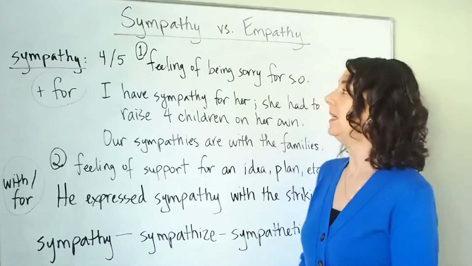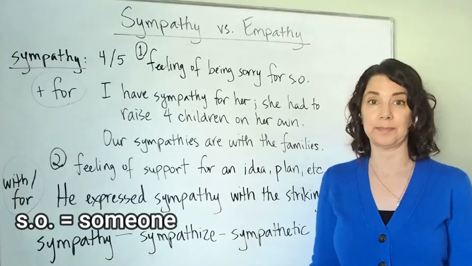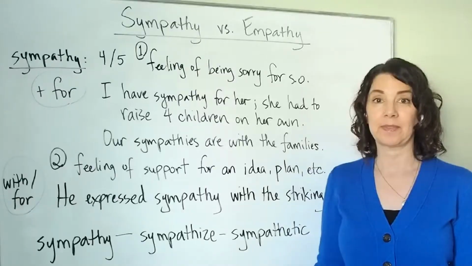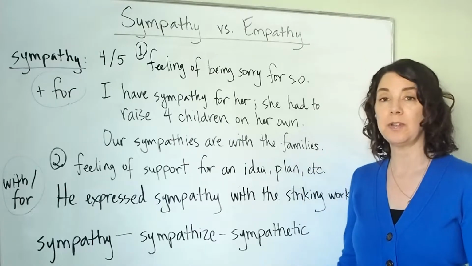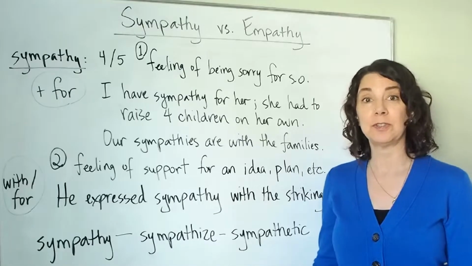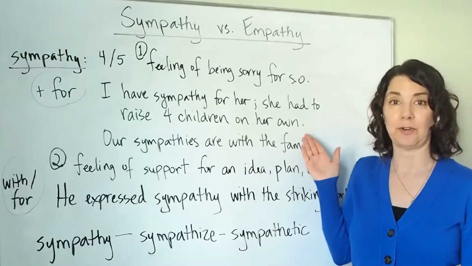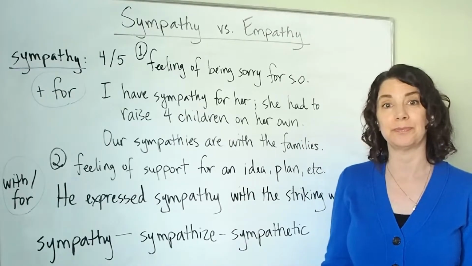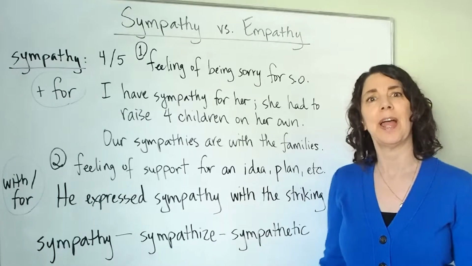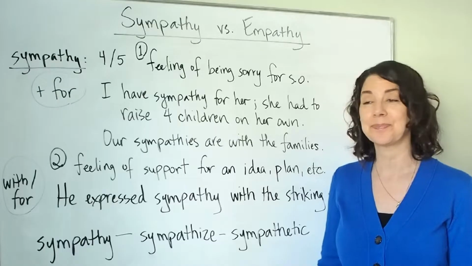Okay, sympathy. Sympathy is the feeling of being sorry for someone. I did have sympathy for you. Usually this is because of a bad situation. So you see someone who's in a bad situation and you feel sorry. For example, you can say, I have sympathy for her. She had to raise 4 children on her own. That was a difficult situation and I feel sorry for her. I know it wasn't easy.